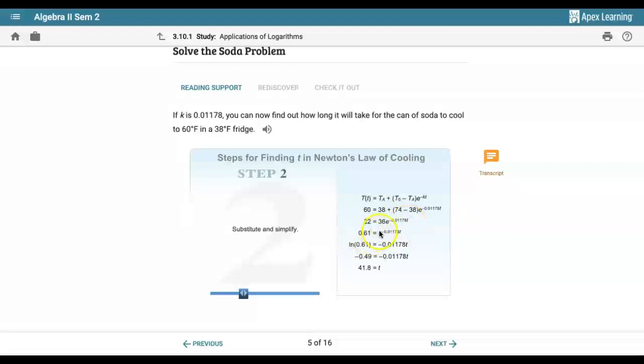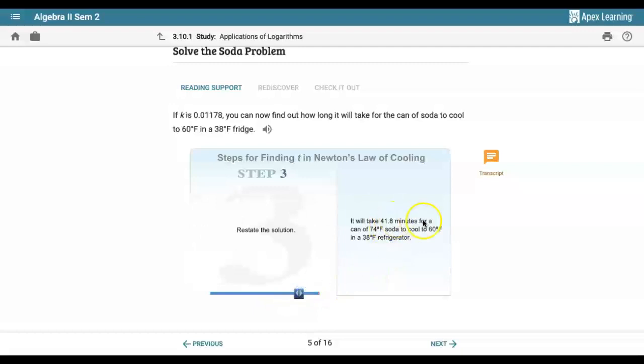So again, we undo this e to the power of function by using our log base e, or our natural log function. Once we've done that, we can then solve for our value of t. And then as always, it's nice to restate the solution. So when we get our value of 41.8, that's going to be in minutes. So it's going to take us 41.8 minutes for our soda to cool to 60 degrees in a 38 degree Fahrenheit refrigerator. That's how long it's going to take.